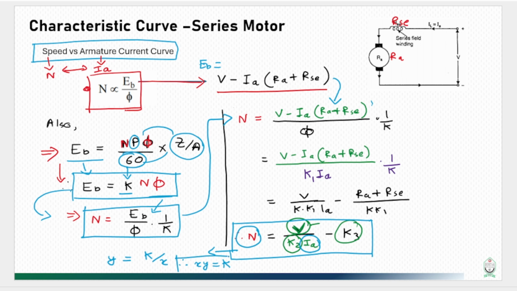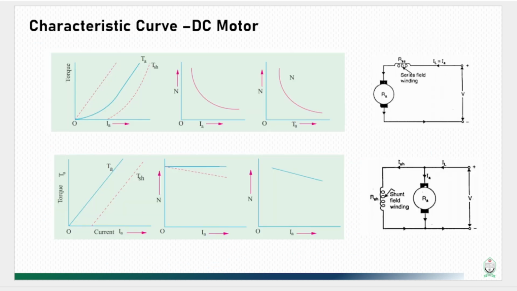I hope you all know how this mathematical equation is plotted in a graph. This is obviously a graph of a hyperbola. So if you plot the speed of the motor and armature current in a graph, this should look like this. See here, this is the graph we have reached after doing our mathematical calculation.